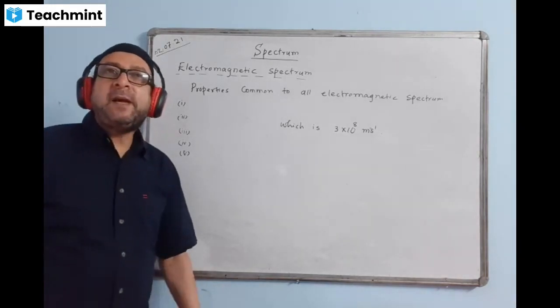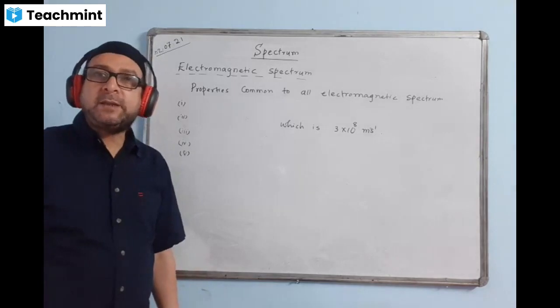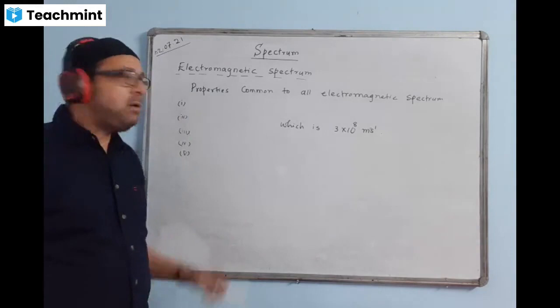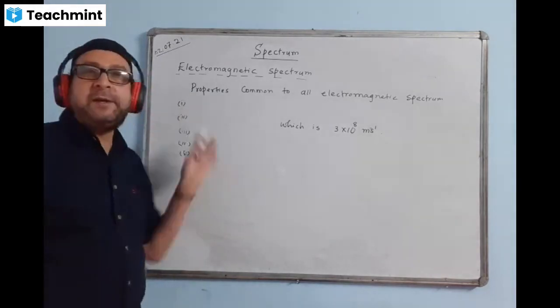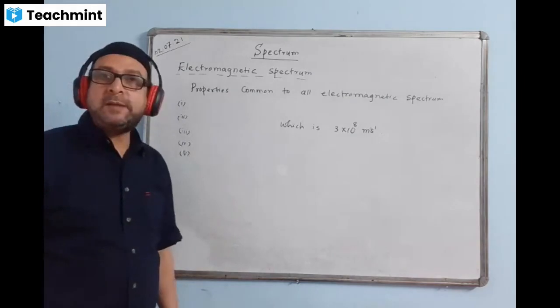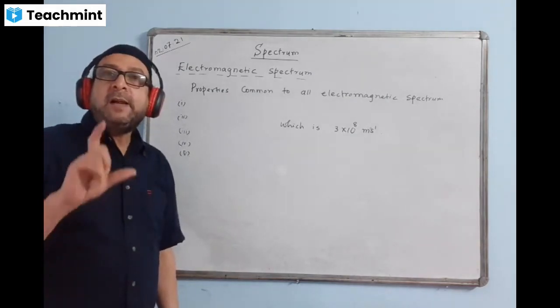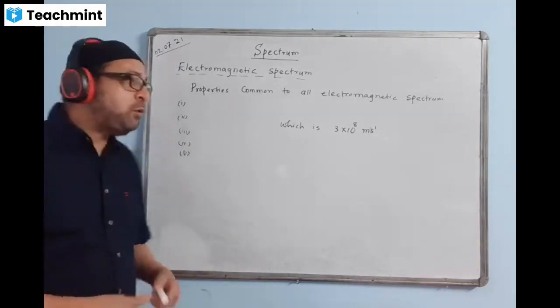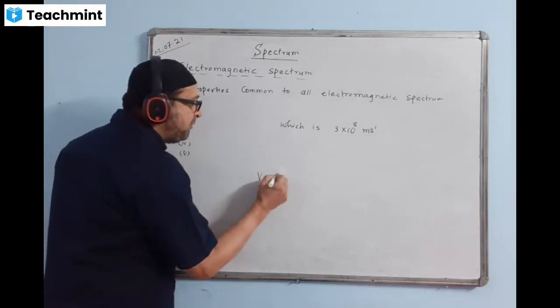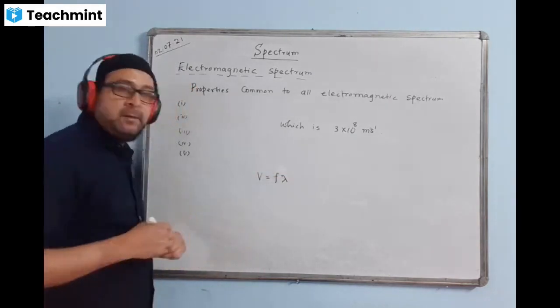In the exam, they may ask you to mention 2 properties which are common. You can mention any 2 of them, but the basic properties are number 1 and number 2. And they all follow which equation? Because they are in the form of waves, all of them will follow the equation v equals f lambda.